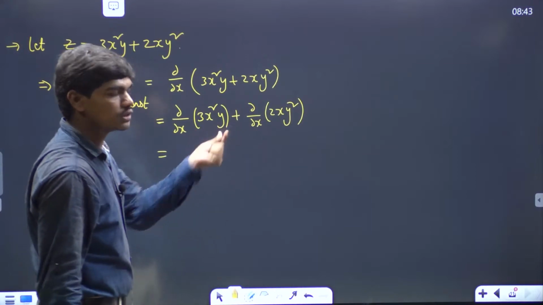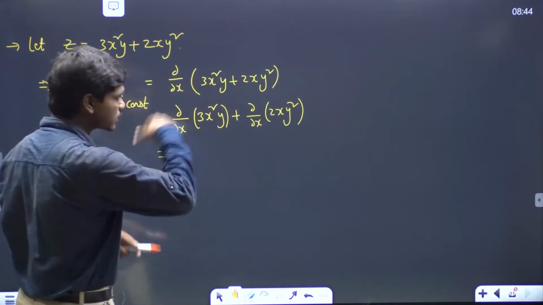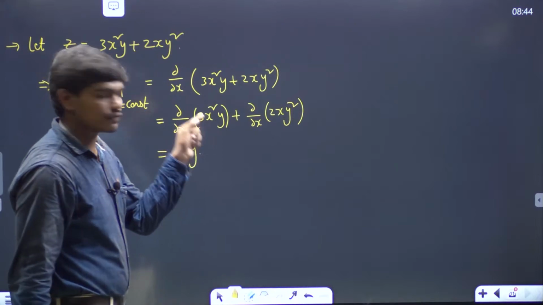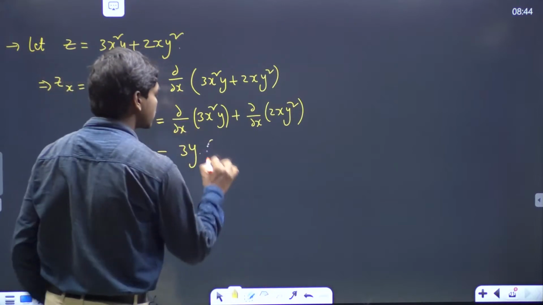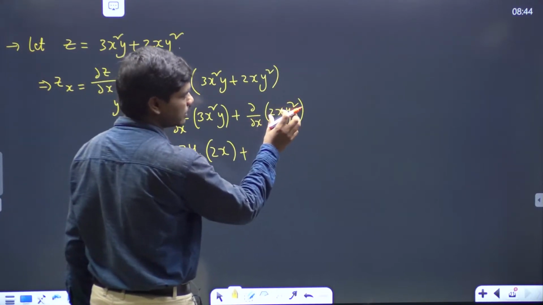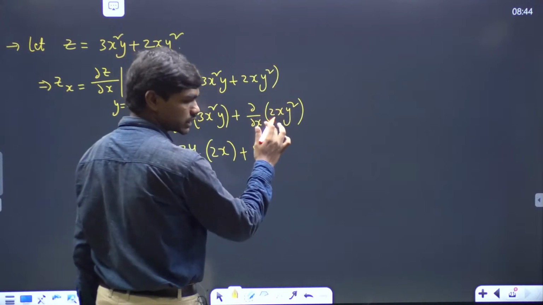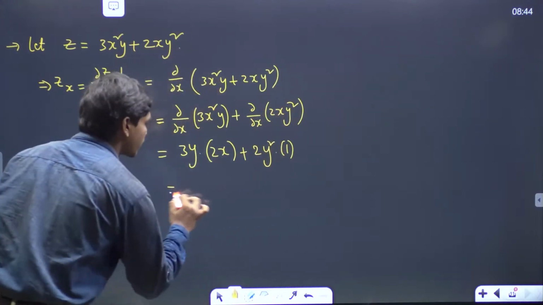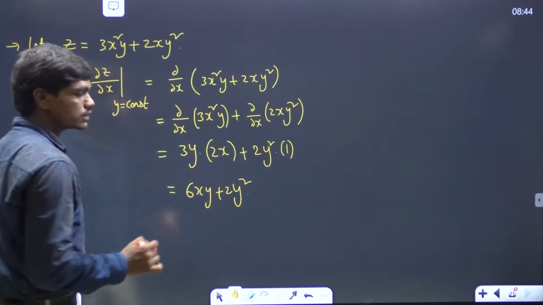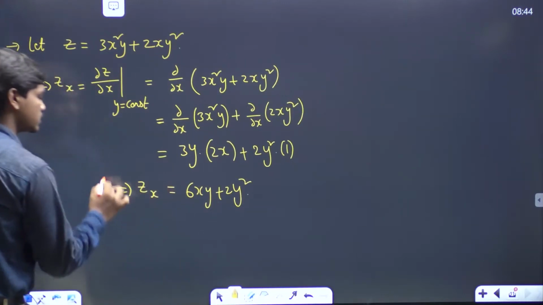So, treating y as a constant, 3 and y are both constants inside the differentiation, so I am bringing the 3y outside: 3y into dou by dou x of x square. Differentiation of x square with respect to x is 2x. Plus, similarly, when we are differentiating with respect to x again, 2y square is a constant, so writing this 2y square outside. Differentiation of x with respect to x is 1. So 6xy plus 2y square is the partial derivative with respect to x. This is the expression for zx.